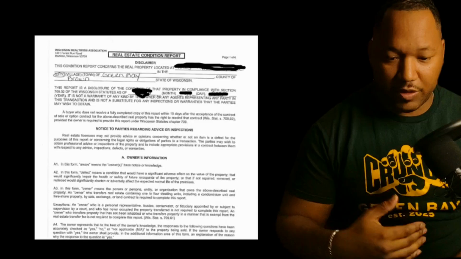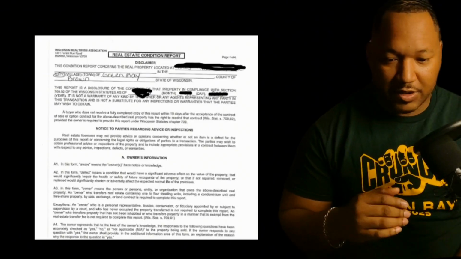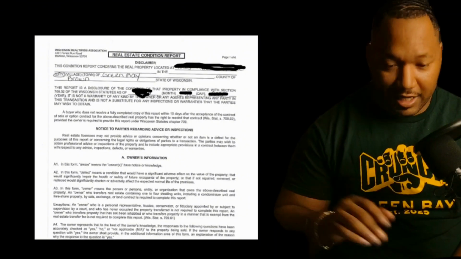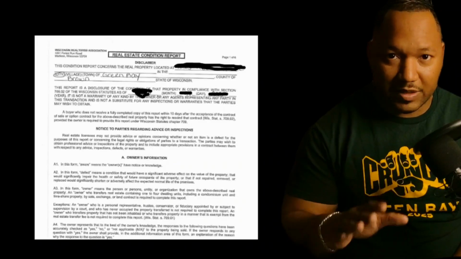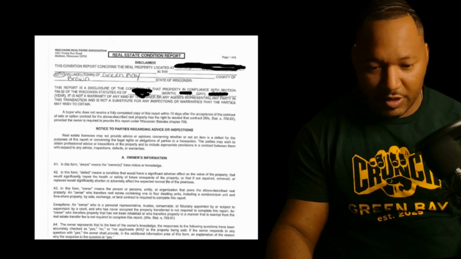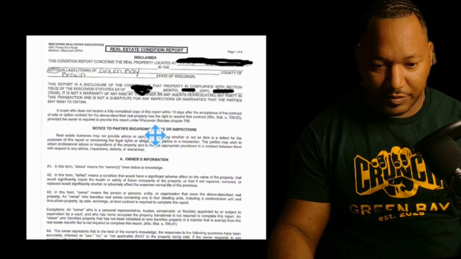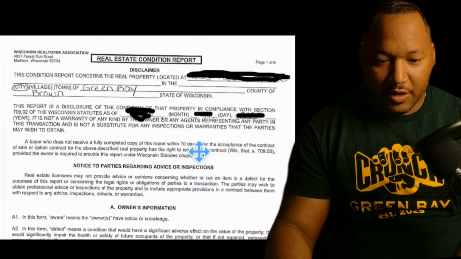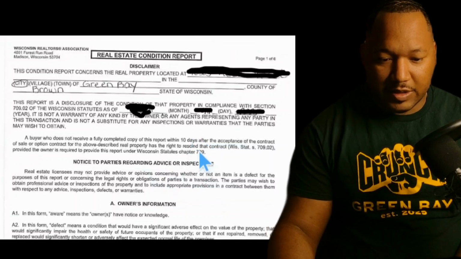So the first one we're going to check out, and I'm going to share my screen over here, is called the Real Estate Condition Report here in Wisconsin. This one was actually part of a deal that I did a couple months back. I heavily redacted most of the information that would identify it, but I left the city and state, which was Green Bay, Wisconsin. Let me zoom in real quick so you can get a good look at what I'm looking at.